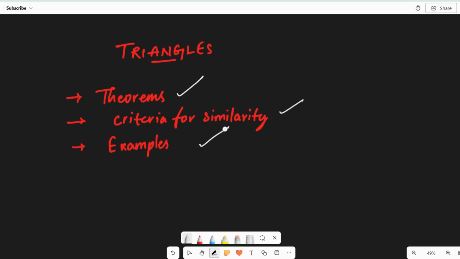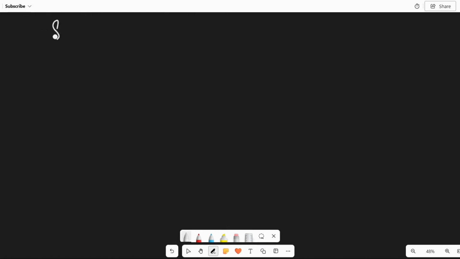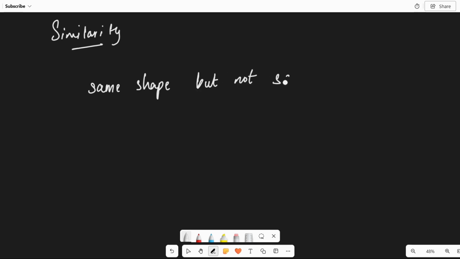So, let's begin. Firstly, let us define what similarity is. Two figures are known to be similar if they have the same shape but not necessarily the same size. That is, same shape but not same size. So you can think of any one figure as an enlarged or reduced version of the other.